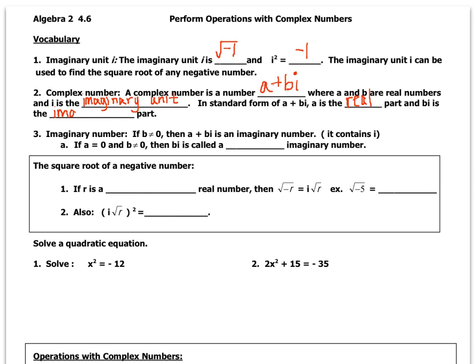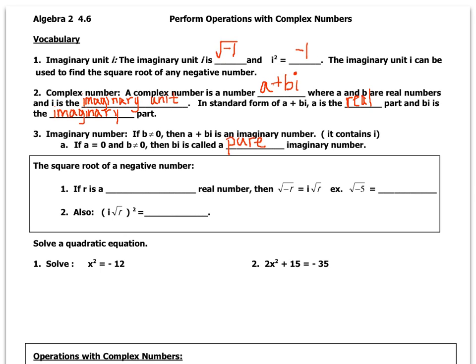So I'm going to try and write this as neat as I can. So number 3 here, imaginary numbers. If b is not equal to 0, then a plus bi is an imaginary number because it has i. If b was 0, there'd be no imaginary part to it. If a equals 0 and b is not equal to 0, then bi is called a pure imaginary number, because it doesn't have any real part.